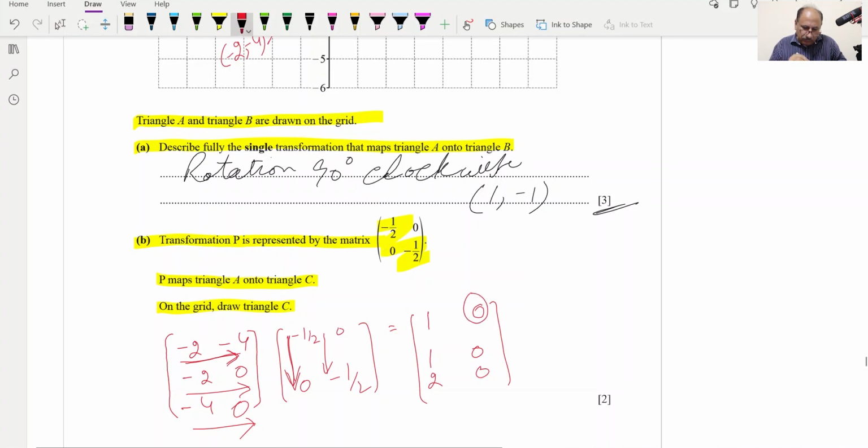This one we need to double check. When we multiply second row with second column, we'll multiply minus 4 with 0, which will be 0, then we'll multiply minus 4 with minus 1 by 2, and it will be plus 2. So this should be plus 2, it was a mistake. Now this is correct. So 1 and 2 will be what?